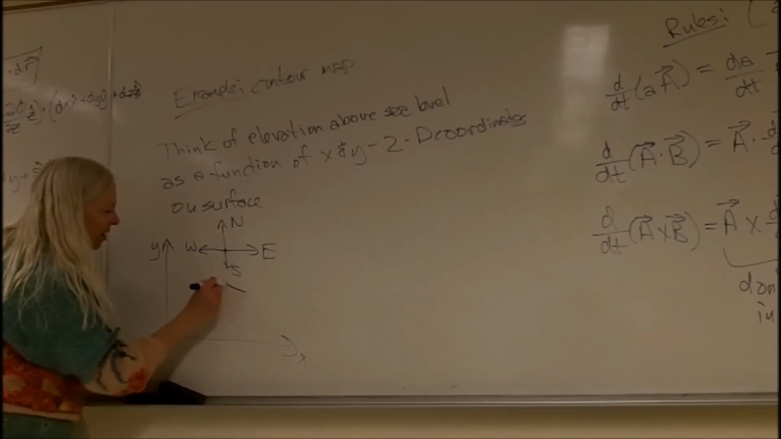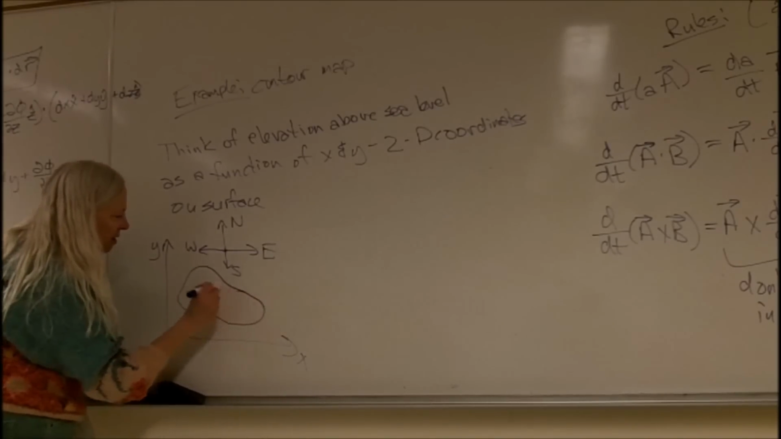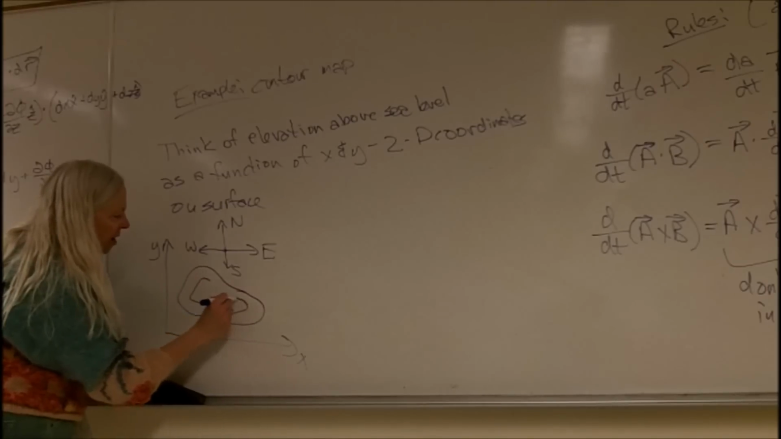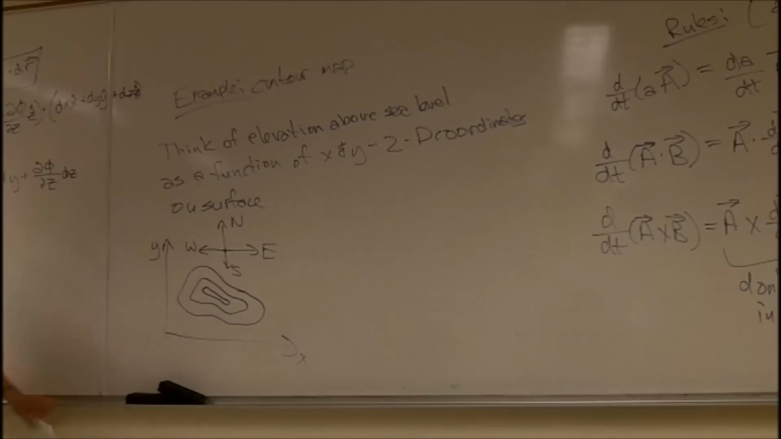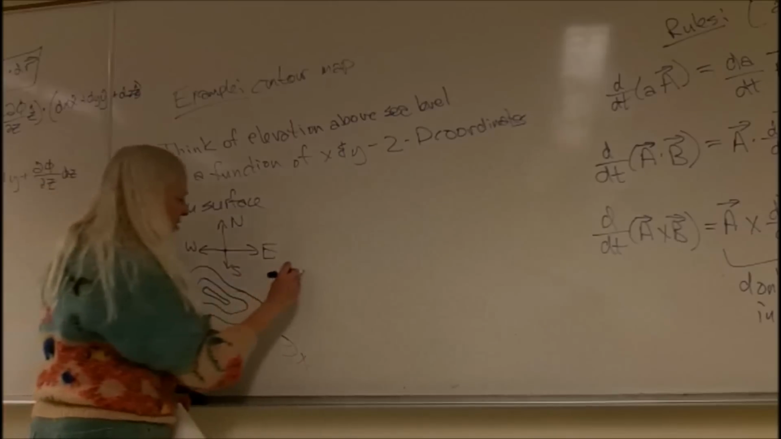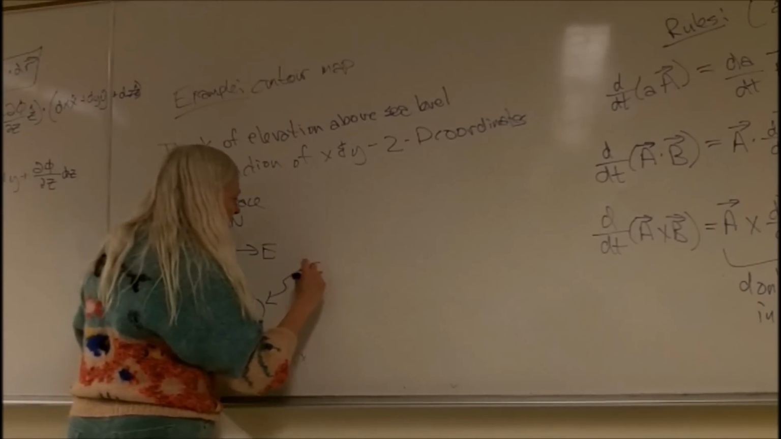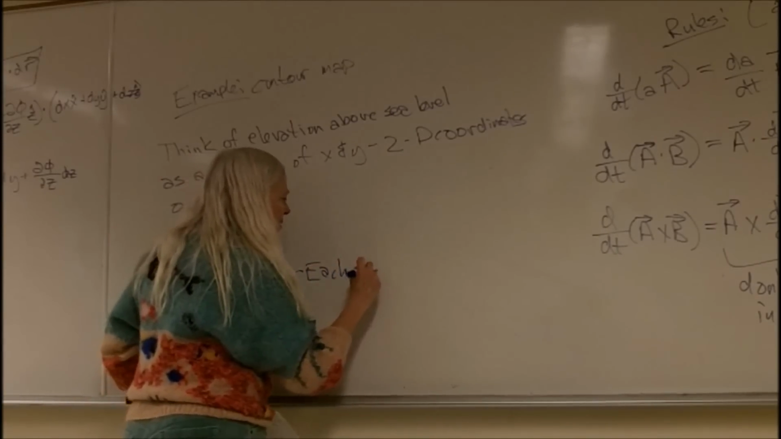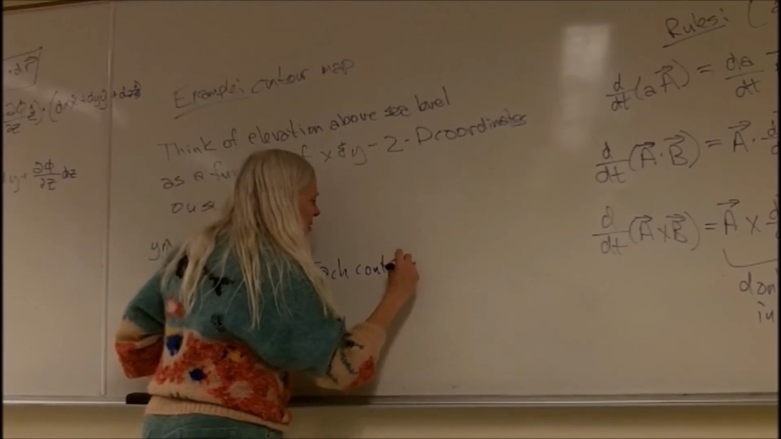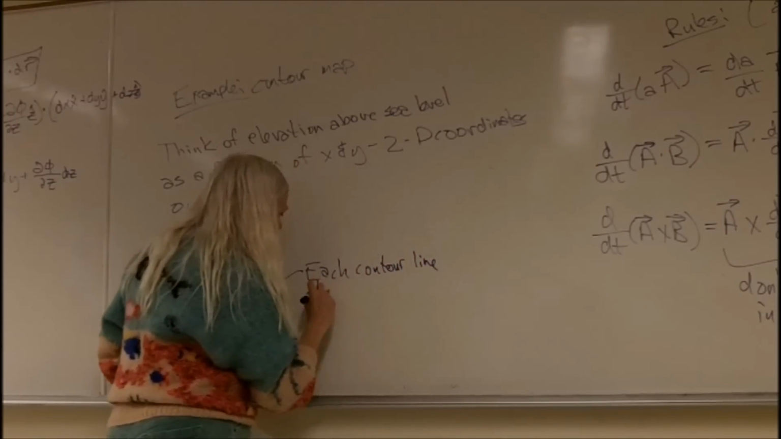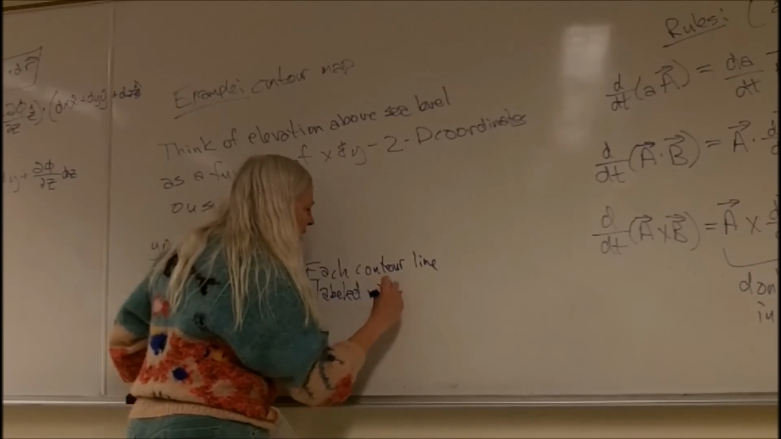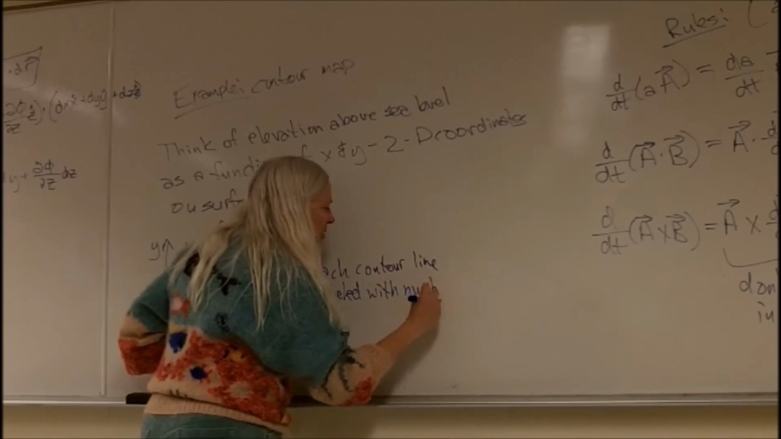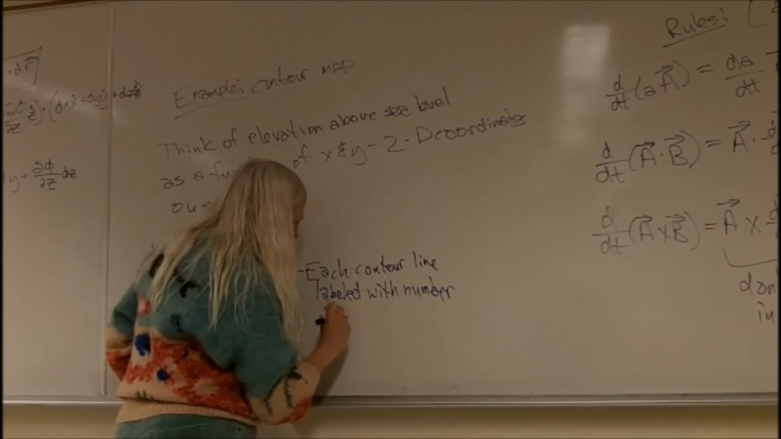And you might see, on a contour map showing that region, things like this, and perhaps each of these contour lines is going to be labeled with a number that shows you the elevation at that point.